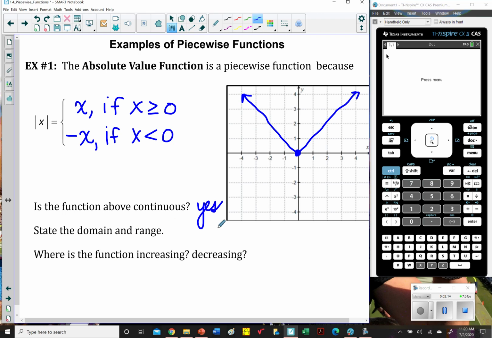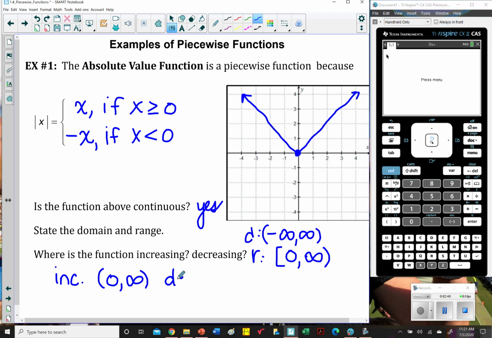The domain of the function is all reals, but the range of the function starts at 0, includes 0, and then extends upward without bound. Where's the function increasing? Well, the function increases from 0 to infinity, and then the function decreases from negative infinity to 0. So just practicing that analyzing.